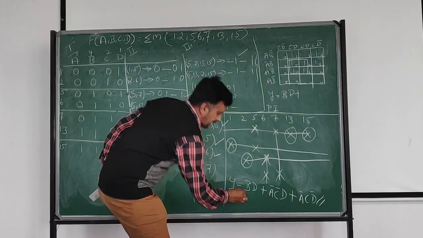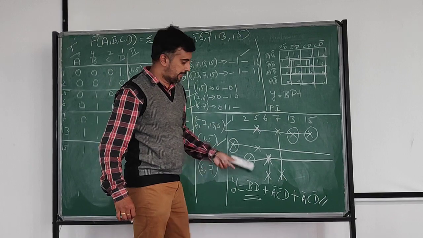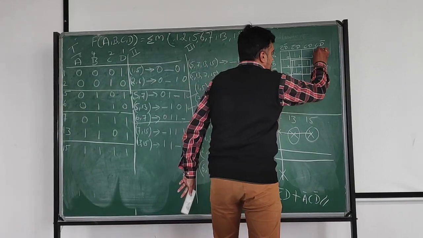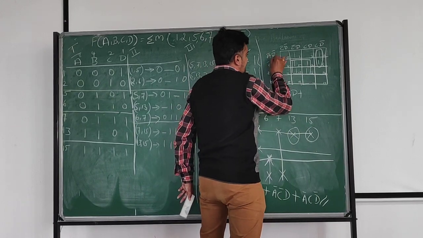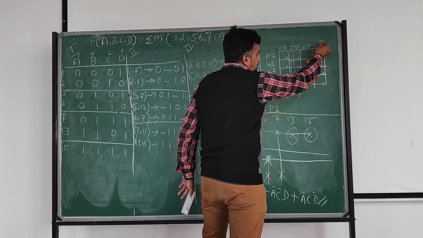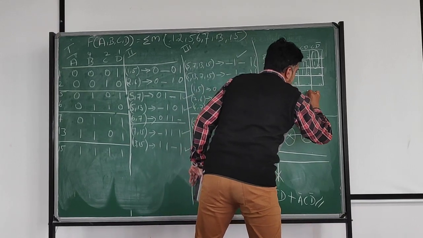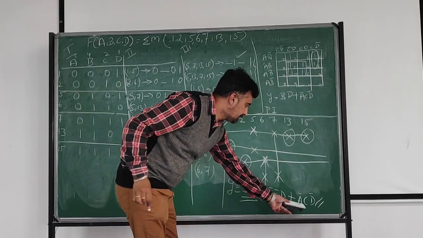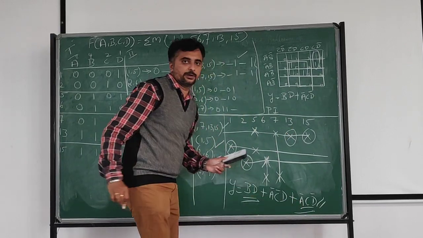BD is available or not? Yes, it is available. So one expression is correct. Remaining two we have to check. Here, pair. Pair means A bar is same, B bar B is cancelling. A bar, CD bar. Yes, A bar, CD bar is available here. Two expressions, 1, 2.